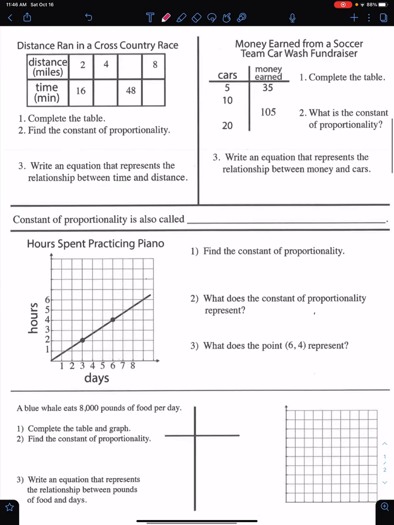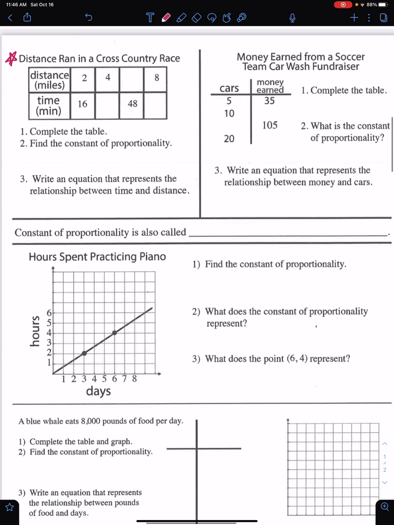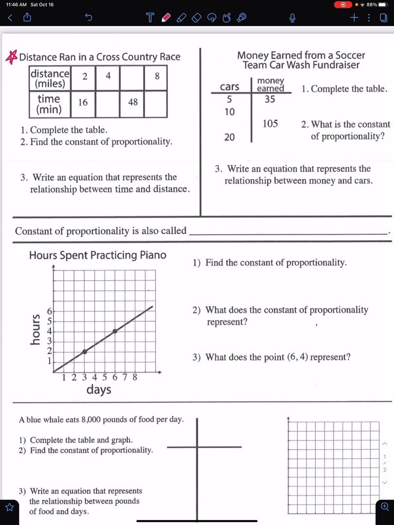So let's begin by filling out this table for this example. It represents the miles run in a certain number of minutes. So if this is a proportional relationship, since 2 times 8 is 16, we can do 4 times 8 to get 32. To go the other way, we can divide by 8. So we can go 6 miles in 48 minutes, and we're going this way, so we'll multiply by 8 to get 64. So I've completed my table.